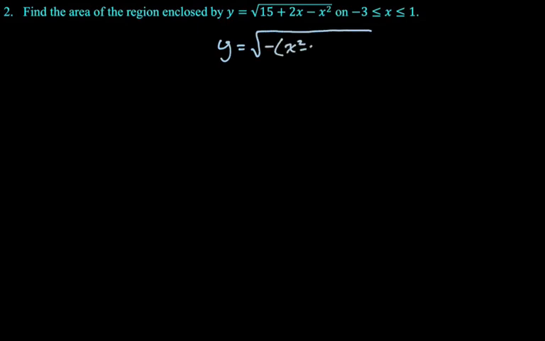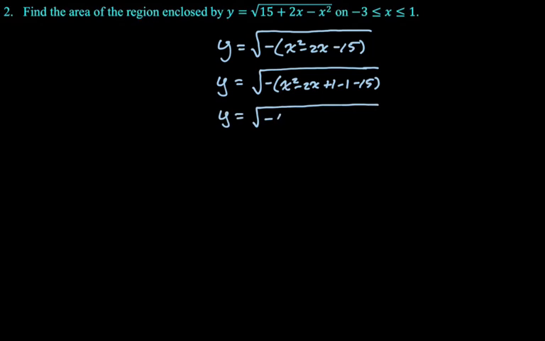I'm going to take a negative out of everything because I'm going to have to complete the square, and I do not try to complete the square with a negative coefficient. So we're going to do this, negative 2x. Take negative 2, divide by 2, that's 1. Square it, that's 1. Add and subtract, so plus 1, minus 1, and then negative 15 is still there. Clean this up a little bit. So y is the square root of negative quantity x minus 1 squared plus 16, or square root of 16 minus the quantity x minus 1 squared, if that's how you prefer.